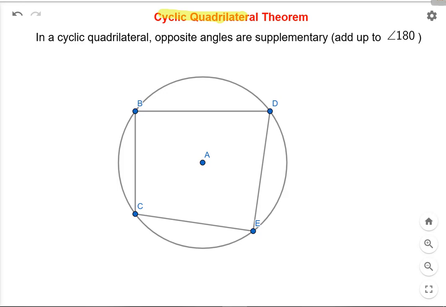Now this is what I mean. You realize that these points are all touching the corners. They are all touching the circle. In this case, the shape is called a cyclic quadrilateral.